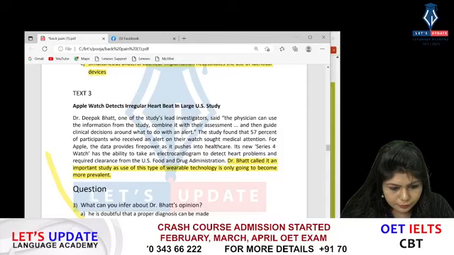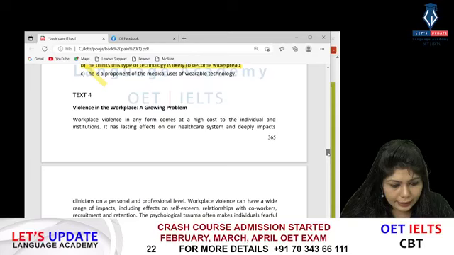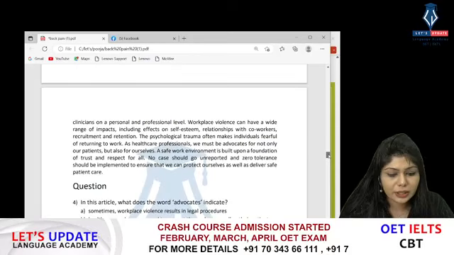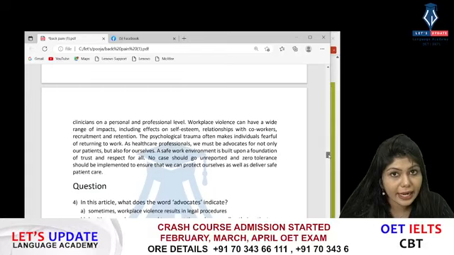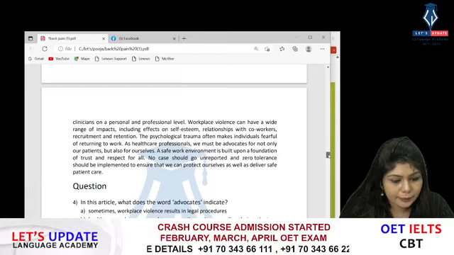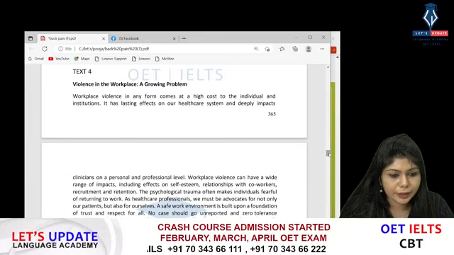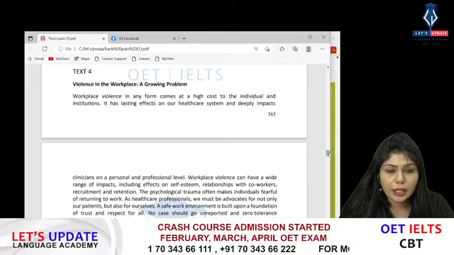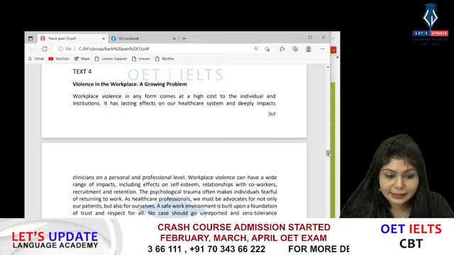Okay, so now we are moving to text 4 or extract 4 and the question. So I'll read the question in this article. What does the word advocate indicate? And now this is the extract. The extract heading is violence in the workplace, growing problem. So now I'll give you a minute to read it by yourself and come up with your answers in the comment section on Facebook.